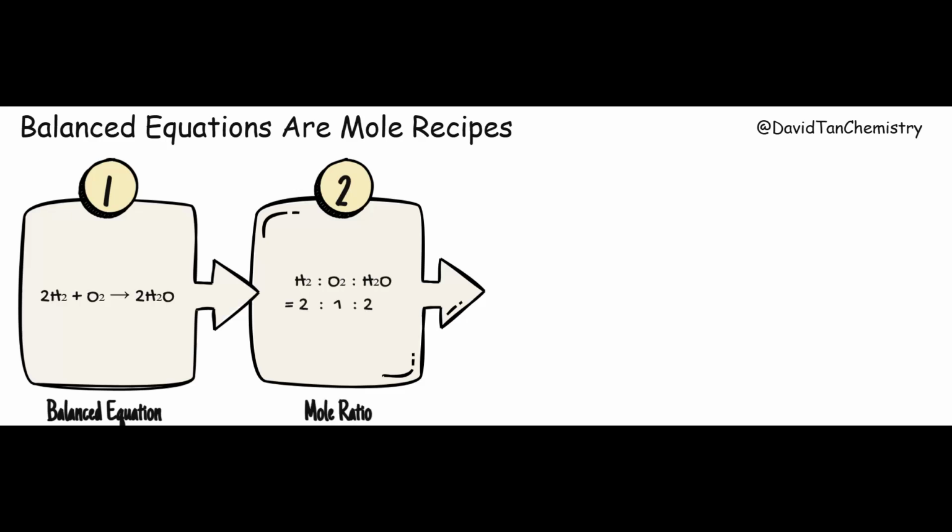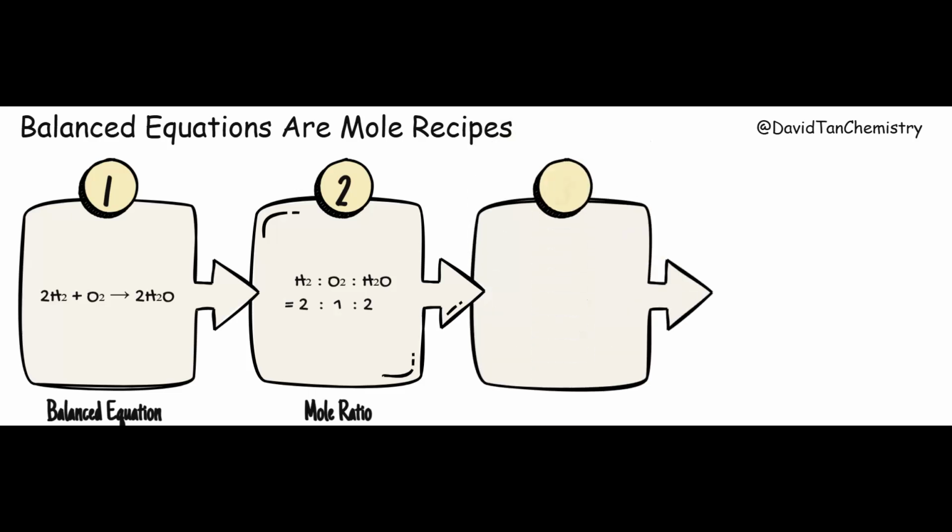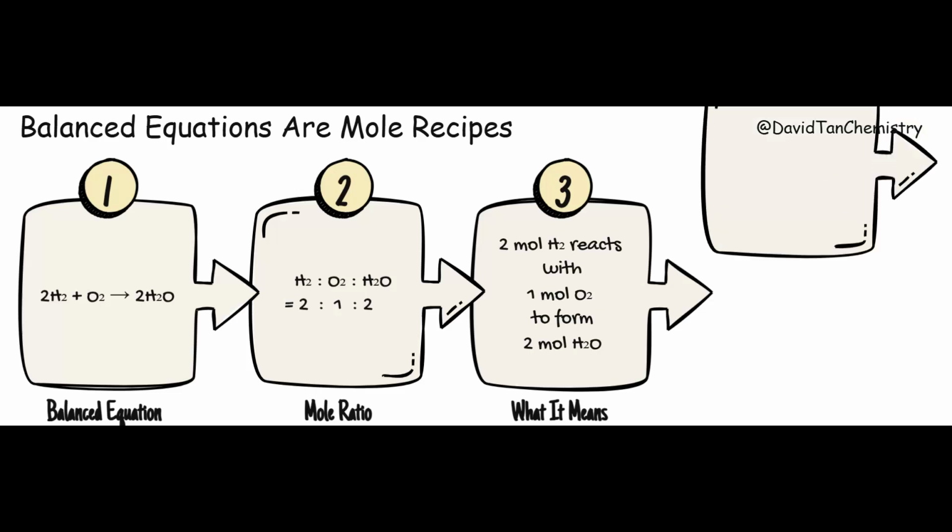The numbers in front of the formulas give the mole ratio. So H2, O2 and H2O are in the ratio 2:1:2. If there is no number in front, it means 1. This means 2 moles of H2 react with 1 mole of O2 to form 2 moles of H2O. So the balanced equation tells us the reacting amounts in moles.